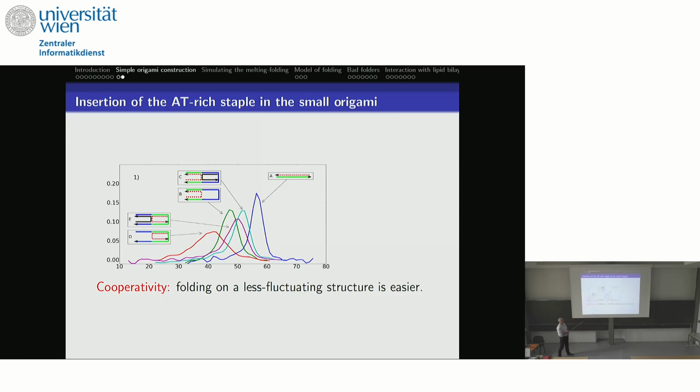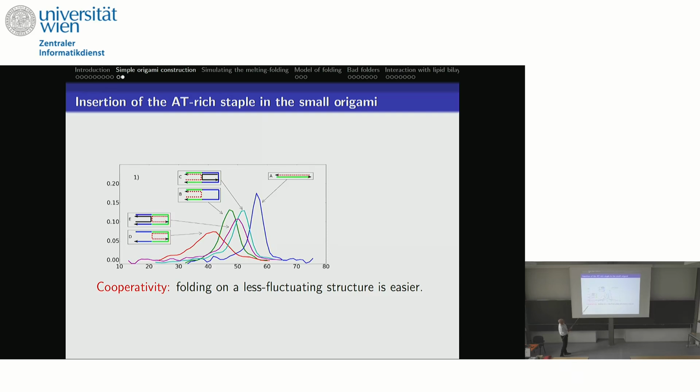But what happens if in solution you also add the GC rich staple, this one, the curve is shifted to the right, okay? So that means that you cannot only take into account this loop, you need to take into account the fact that other staples can bind to the loop. This is what we call cooperativity. So the folding of a less fluctuating structure is easier in the presence of other staples.